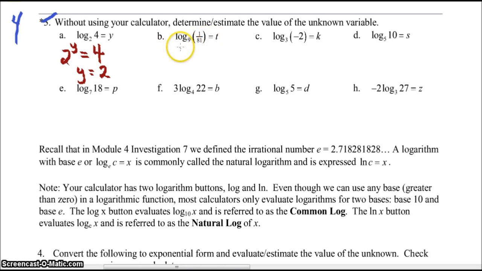Next, this means that 9 to the t equals 1 over 81. This one's a little trickier. 1 over 81 is 1 over 9 squared, which is 9 to the negative 2. Just a different way of representing that. And so you see that t has to equal negative 2. Because 9 to the t equals 9 to the negative 2, these pieces are equal. They have to, t has to equal negative 2.